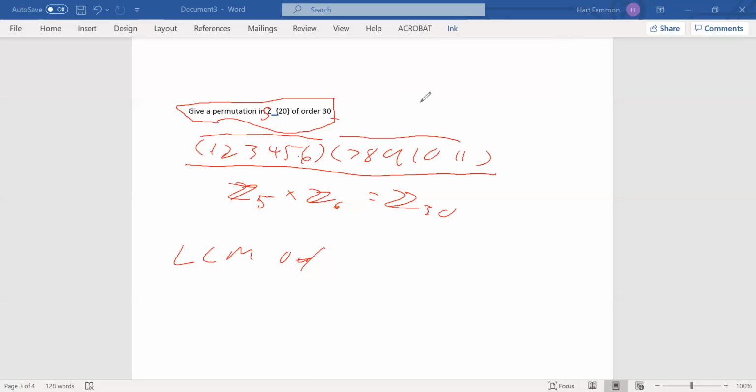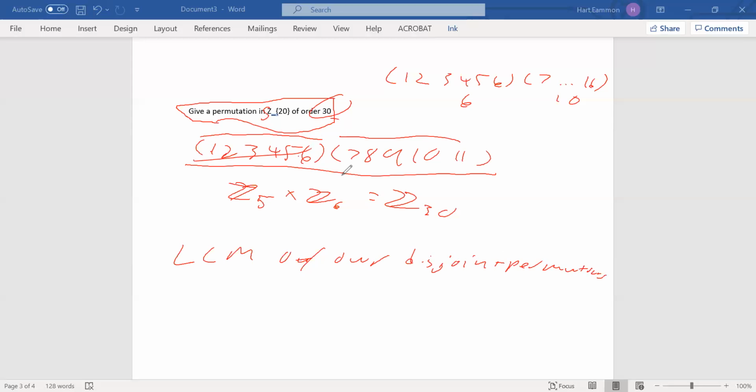So I'm responding to Justin's comment here. Justin said that if they're relatively prime, it works. If we did (1 2 3 4 5 6) and then 7 all the way to 16, so this guy is 10 and this is 6, it would still be a subgroup of order 30. What we need is the least common multiple of our disjoint permutations.